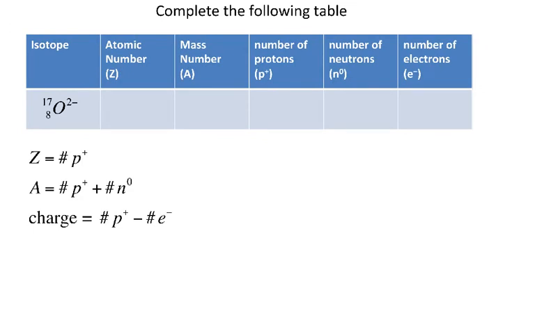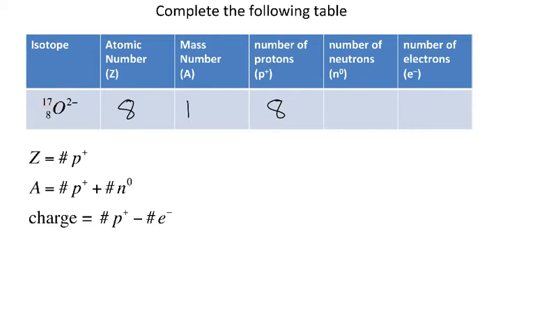Okay, here's our second example. We're given slightly different information. In this case, we're given the isotopic symbol, and they want us to fill out the rest of the table. So I can immediately see that, okay, we write the atomic number in the lower left-hand corner, so I know that that's 8. I know the number of protons and atomic number are always the same, so I can also put an 8 there. We write the mass number as a superscript to the left, so I know that the mass number is 17.